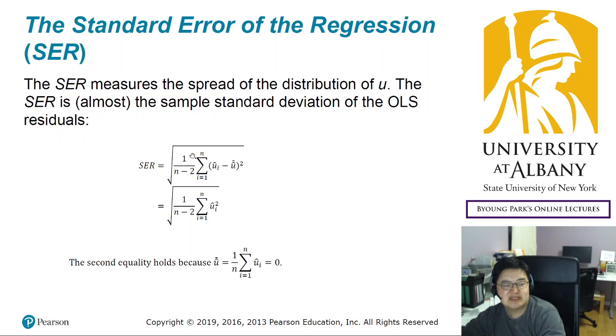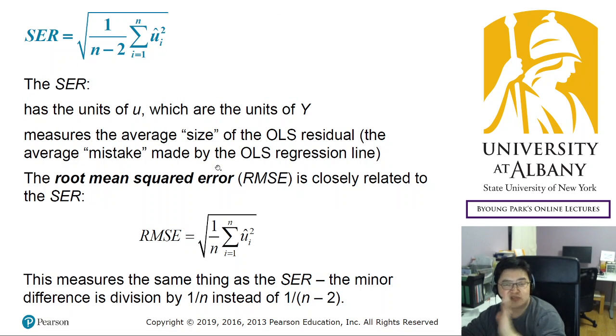Inside the radical can be understood as a kind of variance of u hat. It is almost exactly the same as the sample variance formula that I introduced in the previous video, except for the denominator. The denominator is different, and if you just take it as granted for a minute, then what does it mean? It's in the unit of the error. So it is the average size of the residual, or the average mistake made by the OLS regression line.